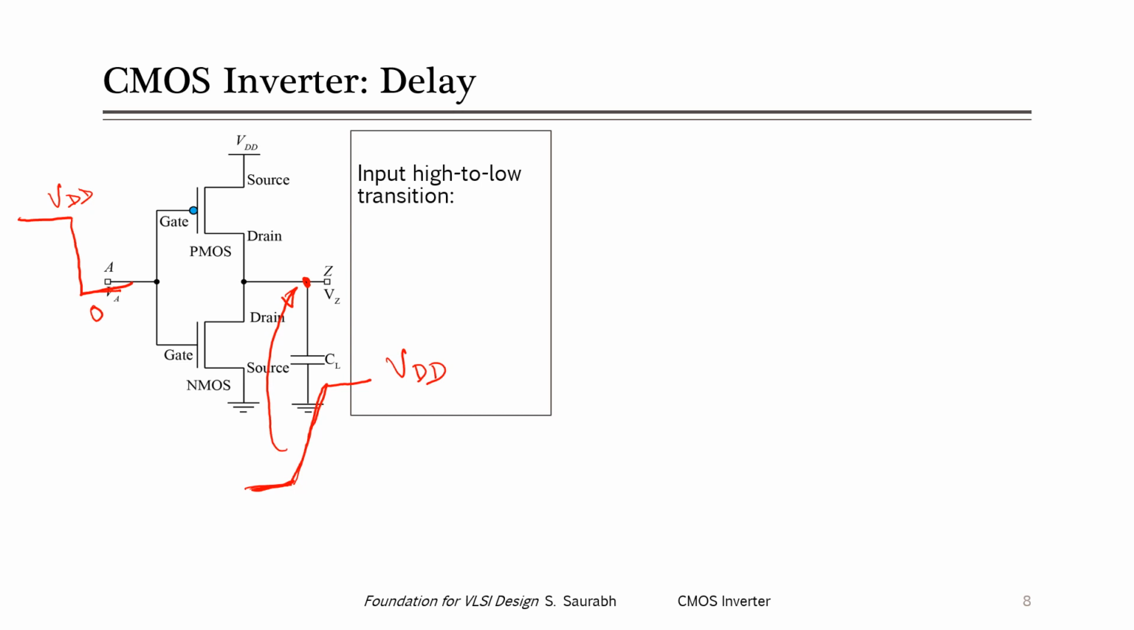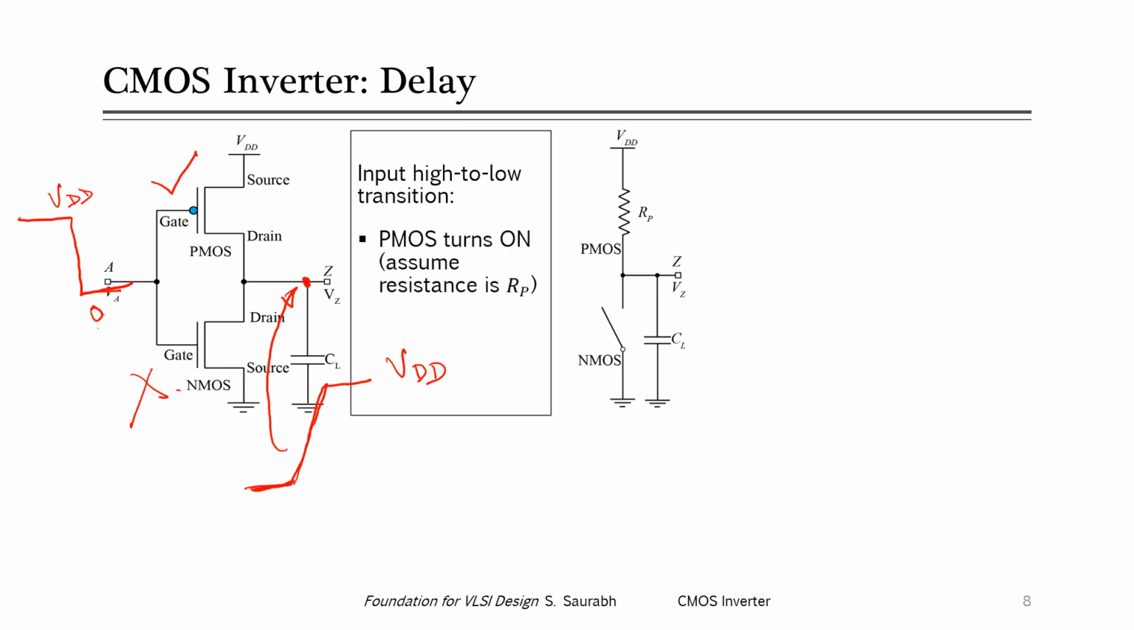So we can assume that whenever the transition at the input happens from VDD to 0, the NMOS gets turned off. Initially, when the input was VDD, NMOS was on and PMOS was off, right? But when the input goes to 0, the PMOS gets turned on while the NMOS gets turned off. Let's assume that this happens instantaneously. If that is the case, then the equivalent circuit will be something like this, right?